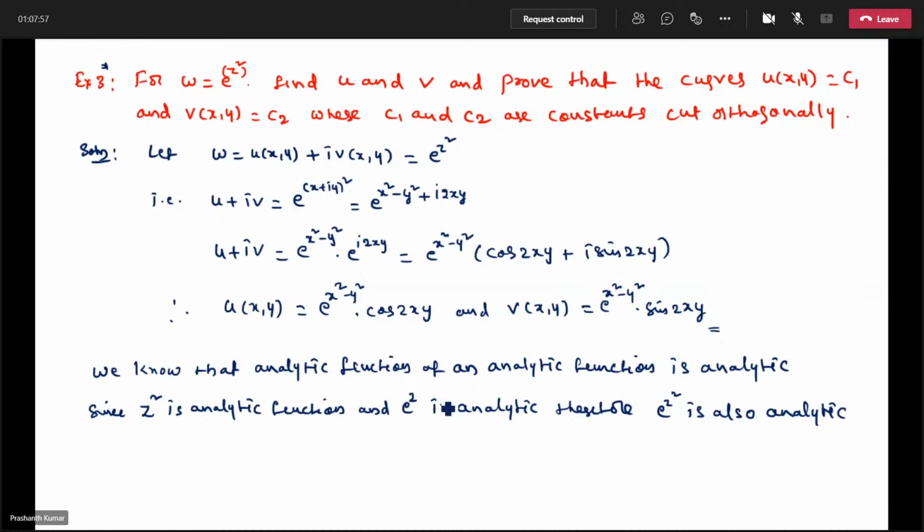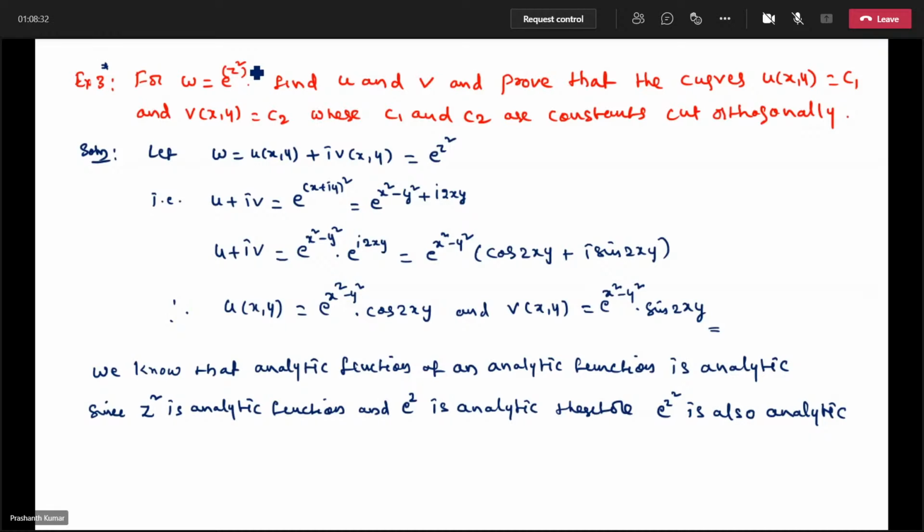E to the power of z square is also analytic, without taking the CR equations and all these things. Just simple: z square is an analytic function, e to the power of z is an analytic function. Therefore, with z square instead of z, e to the power of z square is also analytic. An analytic function of an analytic function is analytic. This is the property we are using, so e to the power of z square is an analytic function.